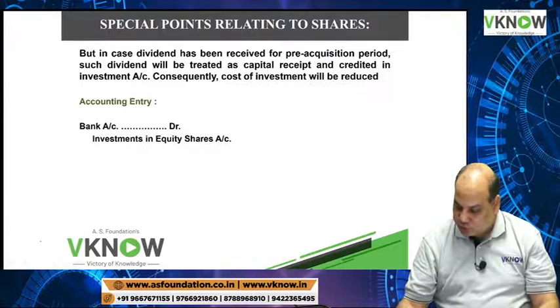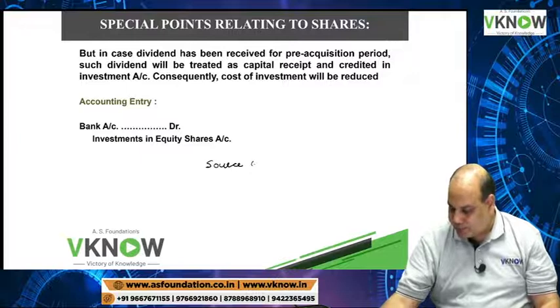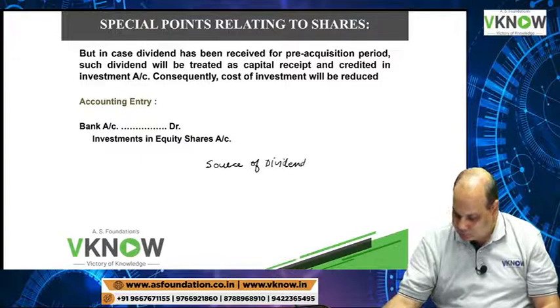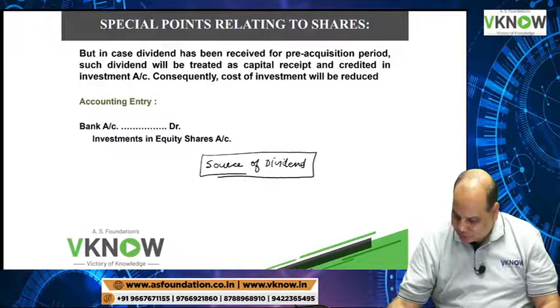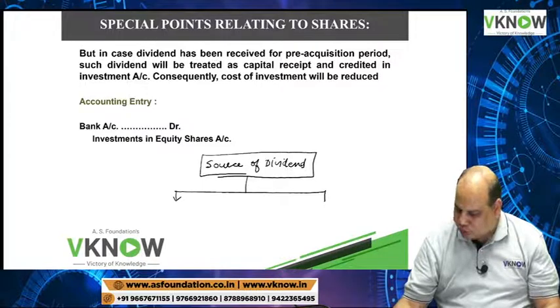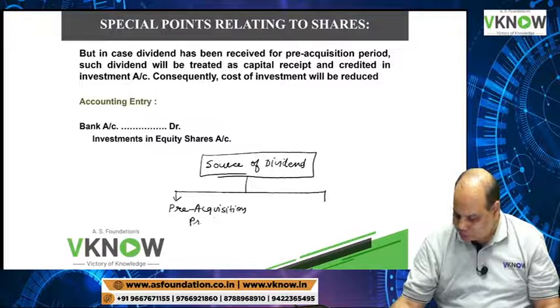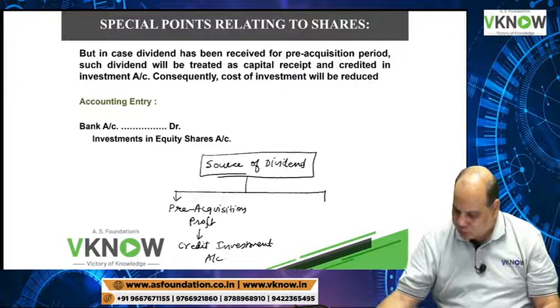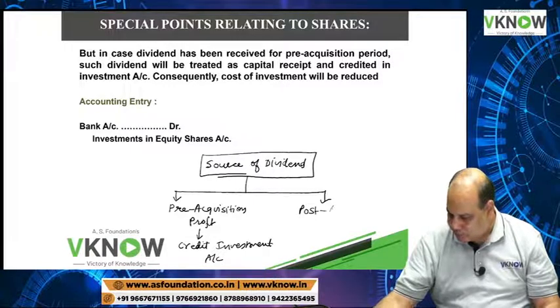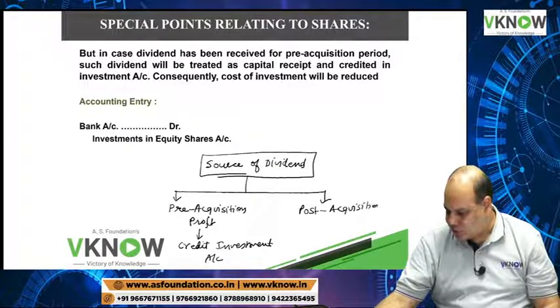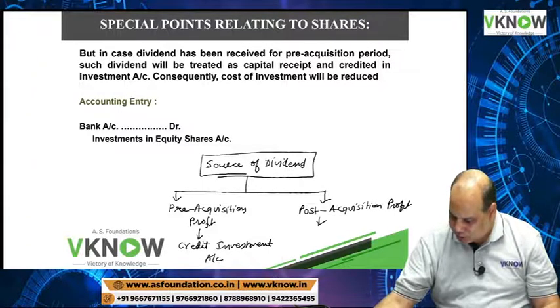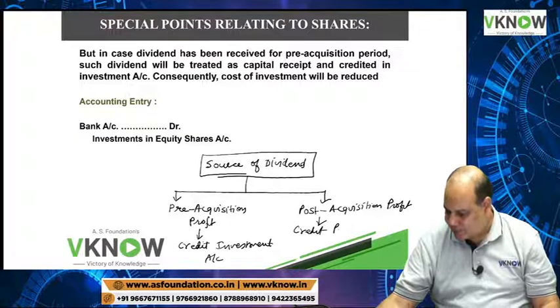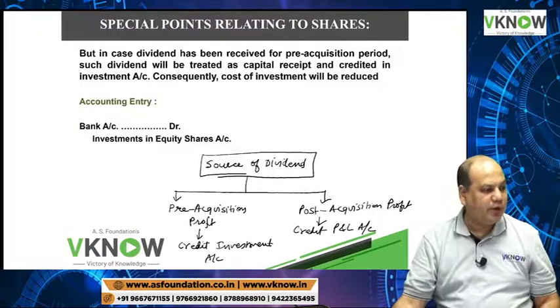So what should the student do? The student will have to see the source of dividend. If the source of dividend is pre-acquisition profit, then credit investment account. If the source of dividend is post-acquisition profit, then credit P&L account.